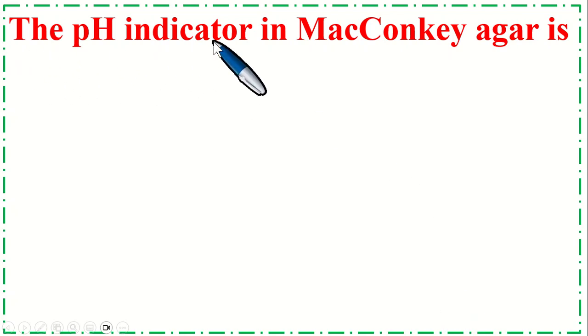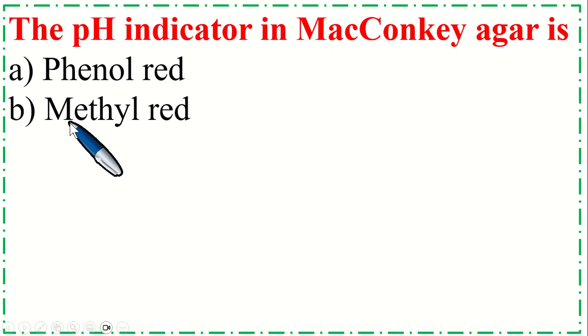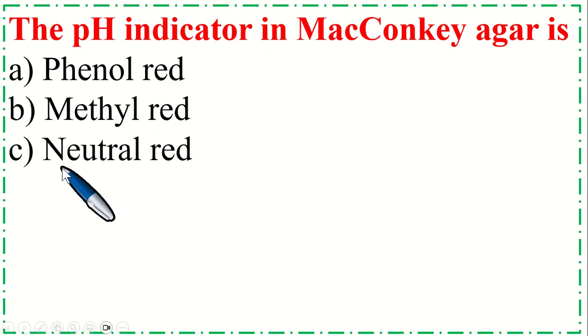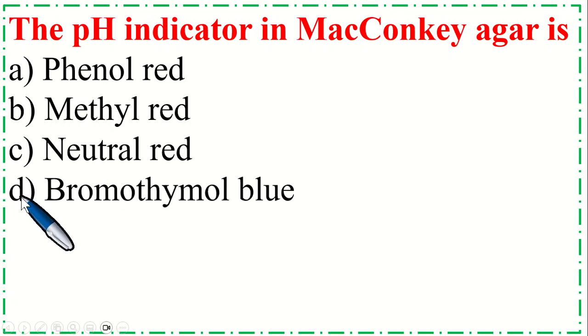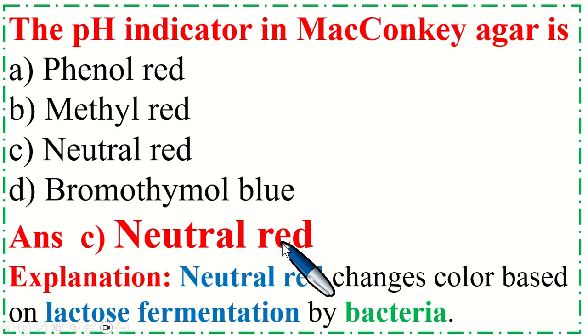The pH indicator in MacConkey agar is option A phenol red, B methyl red, C neutral red, and option D bromothymol blue. So the correct option is C, neutral red. Explanation: neutral red changes color based on lactose fermentation by bacteria.